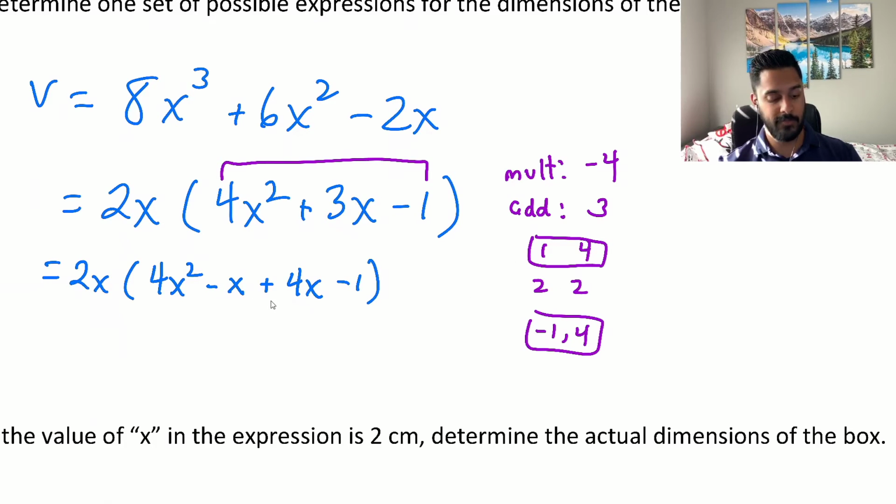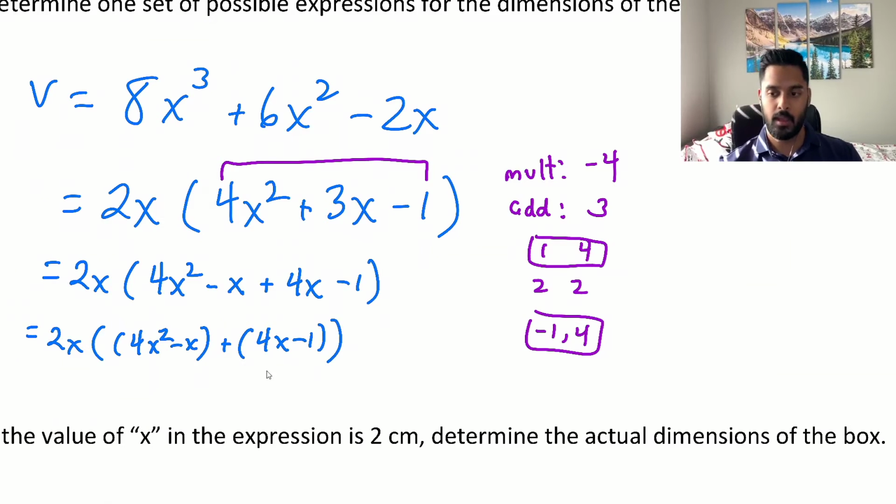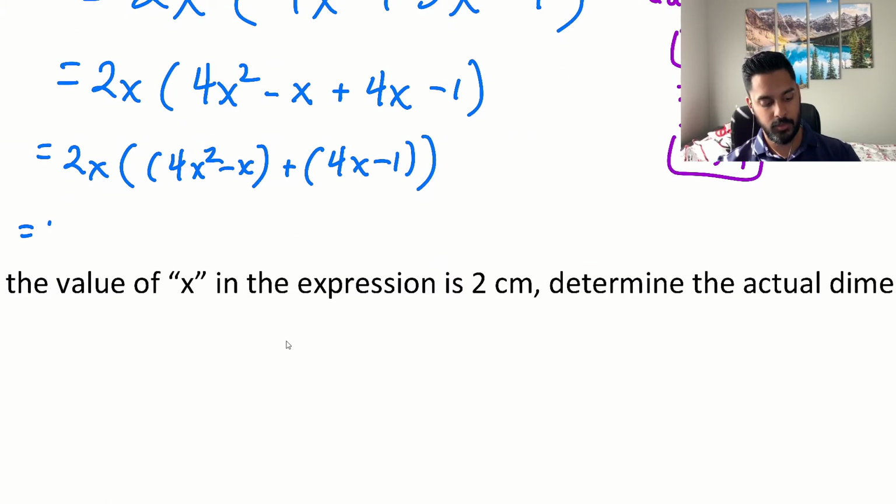I can group some stuff in the brackets, so 2x, 4x squared minus x goes together, plus a 4x minus 1. If I look at that second set of brackets, that 4x minus 1, there's no common factors, so I know that's going to be one of our dimensions here, because I'm going to try to get the first set of brackets to look like the second one. By doing so, I can take a common factor of x out, so I get x times 4x minus 1, plus, again, my 4x minus 1.